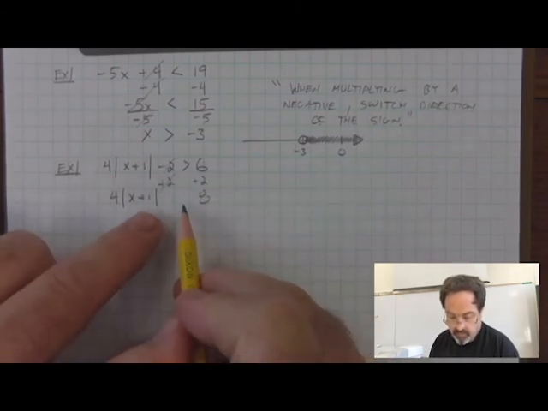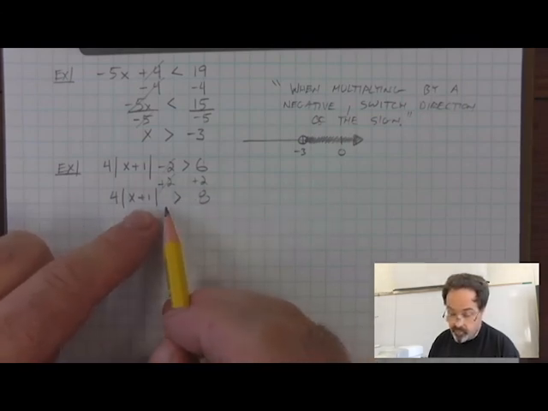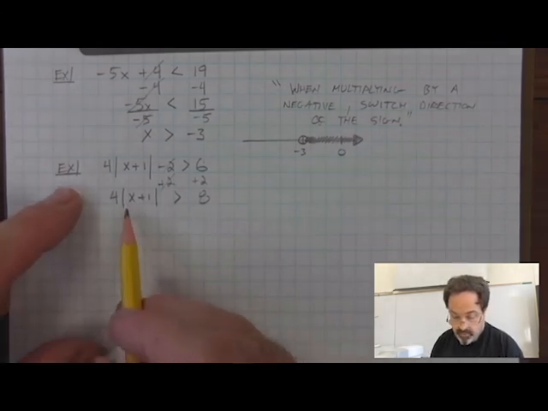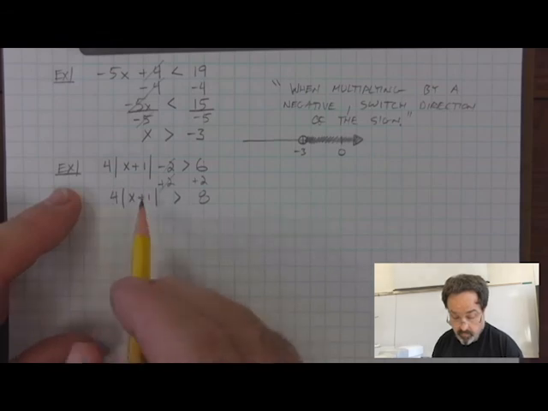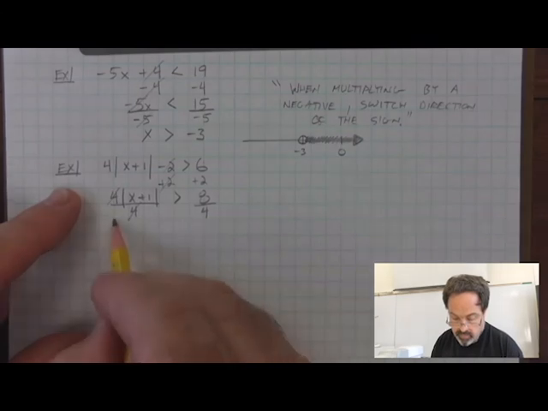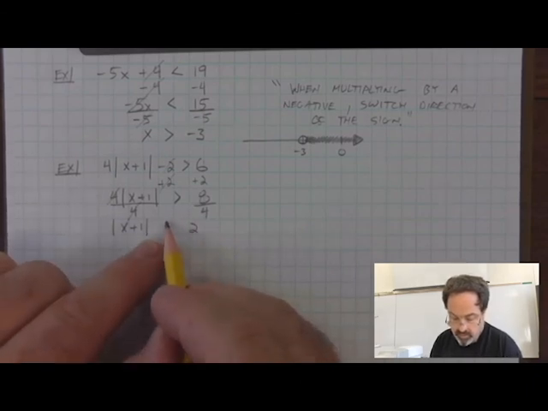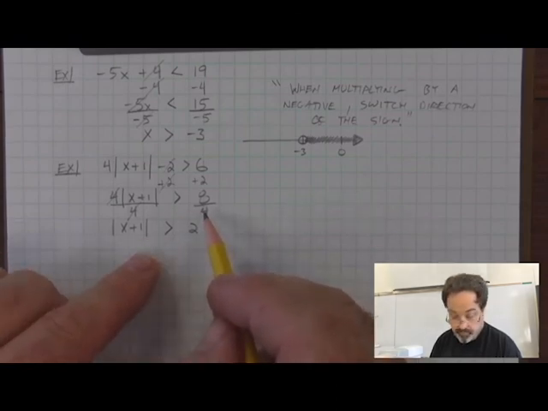And the comparison symbol in between remains greater than, because I only switch if I multiply or divide by a negative number. Proceeding, this 4 is not inside the grouping symbols. The absolute value bars act like parentheses, they're grouping symbols. And this 4 being outside means I can divide by 4, and the absolute value of x plus 1 remains. 8 divided by 4 is 2. The symbol in between is still greater than. It didn't switch because I'm dividing by a positive.